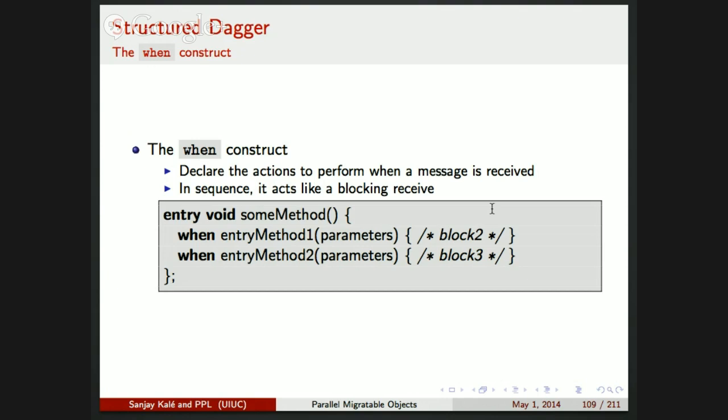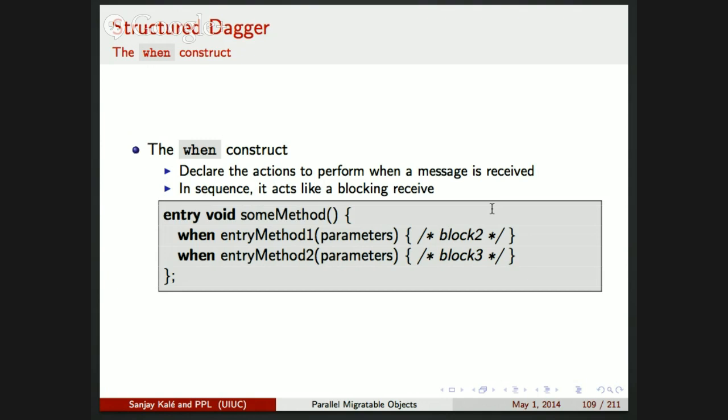The first one we're going to introduce is the when construct. The when construct basically says what a chare will do when it receives a message. So it declares the actions performed when a message is received, and in sequence, it acts like a blocking receive. In this case, we have some method defined, and the body of that method is saying, when we receive entry method 1 with whatever parameters, we'll execute block 2. And when we receive entry method 2 with some parameters, we'll execute block 3.